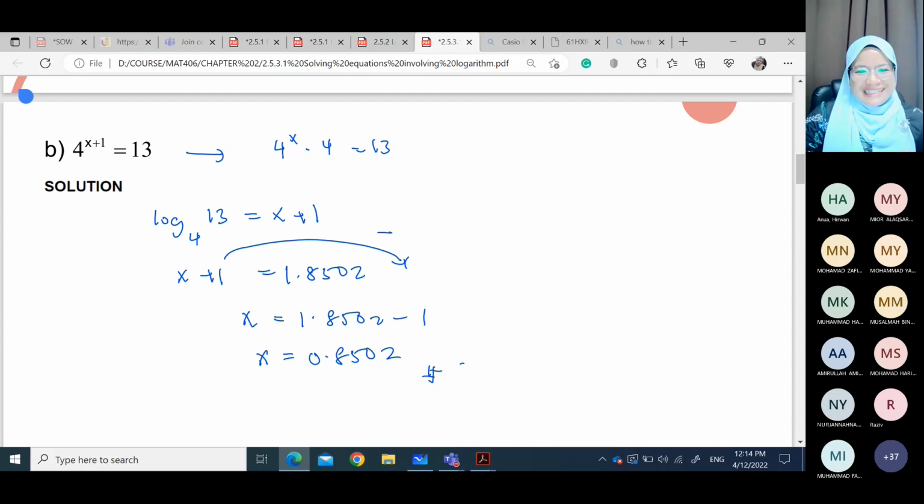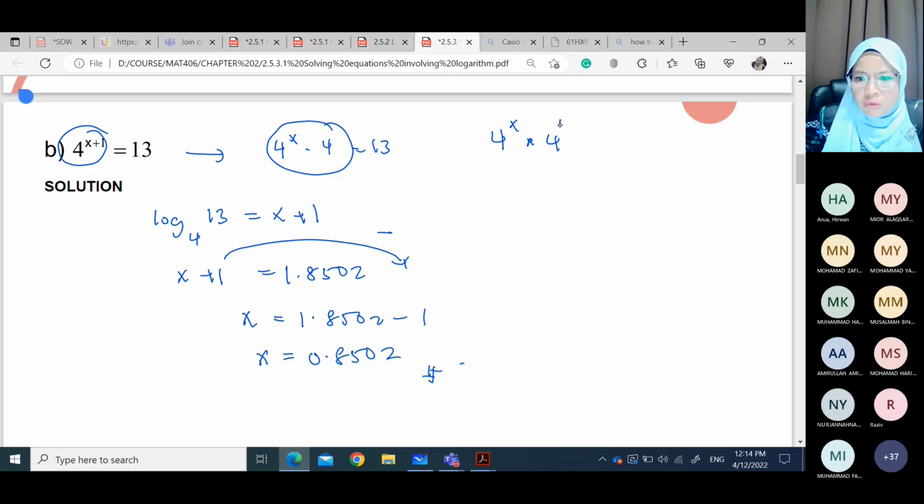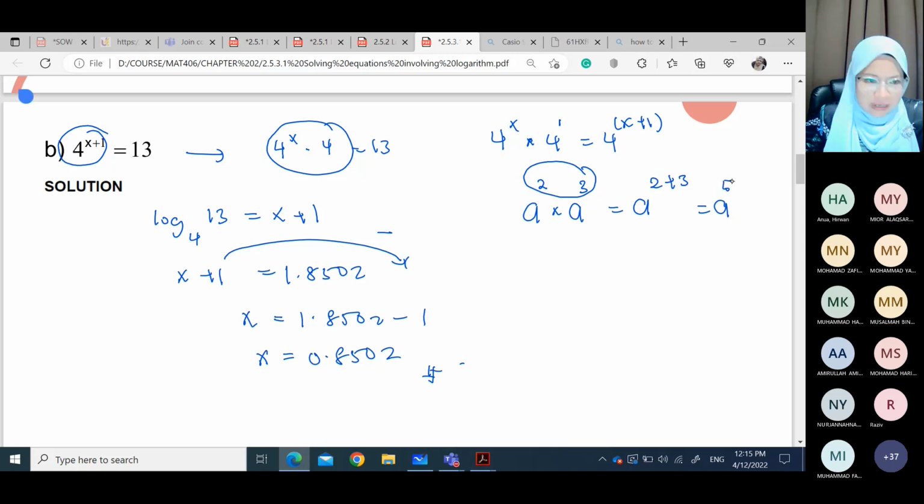Faham? Madam, yang atas tu mana dapat 4? Mana dapat 4? Okay, ini adalah hukum indeks. Bila base dia sama, 4 times 4 power of x multiply with 4 power of 1 sama juga dengan 4 to the power of x plus 1. Katakan you ada a to the power of 2 multiply with a to the power of 3. Base dia sama iaitu a, index dia ditambahkan, jadi 2 plus 3. So we have a to the power of 5.